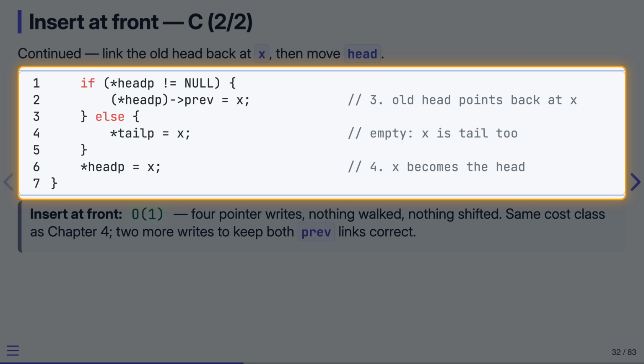Here is the second half. Now we fix the neighbor, then move the handle. If head is not null, the list already had a first node, so we set that old head's prev to X, and it now points back at our new node. Else the list was empty, and then X is the only node, so it is the tail as well, and we set tail to X. Finally, we set head to X, so the new node becomes the front. Moving head is the last write, exactly as we predicted.